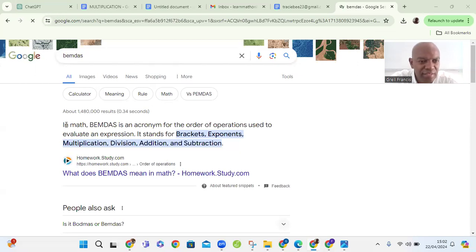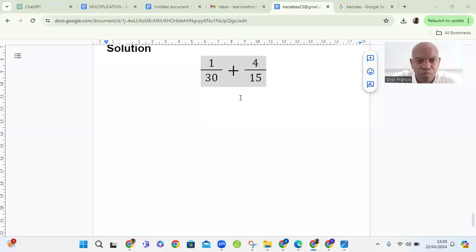So as you can see, in math, PEMDAS is an acronym for the order of operations used to evaluate an expression. It stands for brackets, exponents, multiplication, division, addition, and subtraction. So we must do what's in the brackets first before we subtract. So in the bracket, we have to add 1/30 plus 4/15.